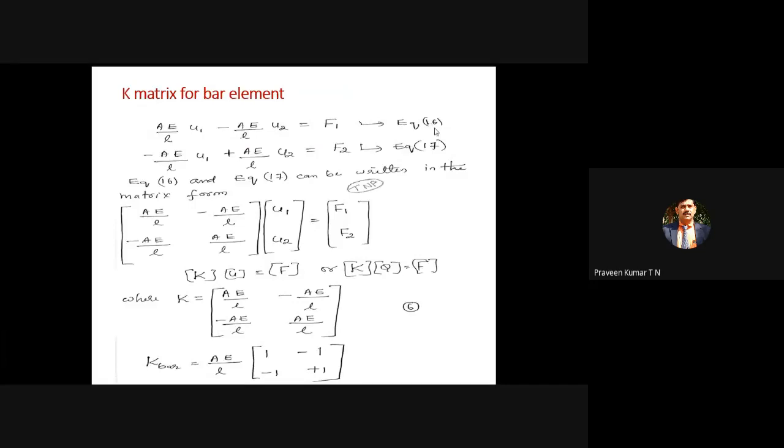That means we have equations 16 and 17. Equation 16 is based on the variation of energy with respect to U1 being equal to 0. The other equation is the variation of the energy pi with respect to U2 being equal to 0. By those two equations, you write the matrix form. AE is the common factor, and we can take it outside. Once you take AE outside, you get K of the bar element is equal to AE by L into the matrix. That is the matrix.